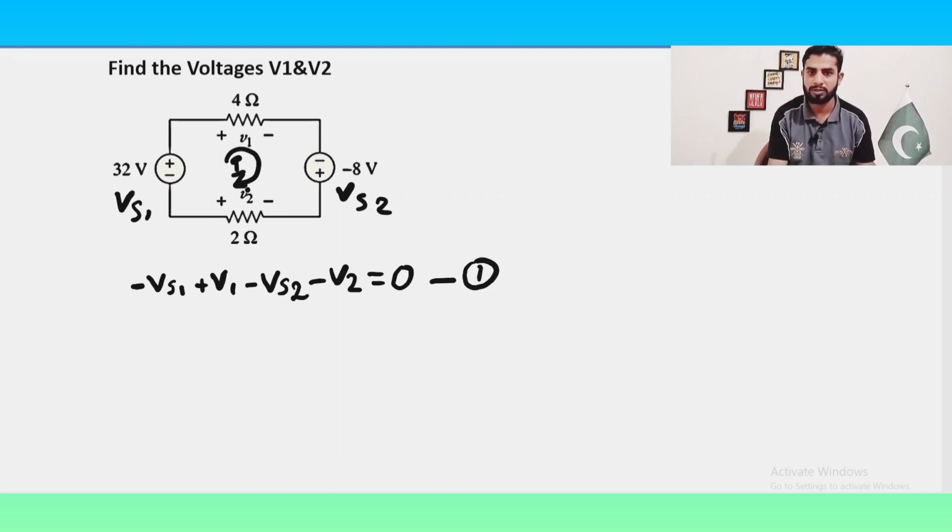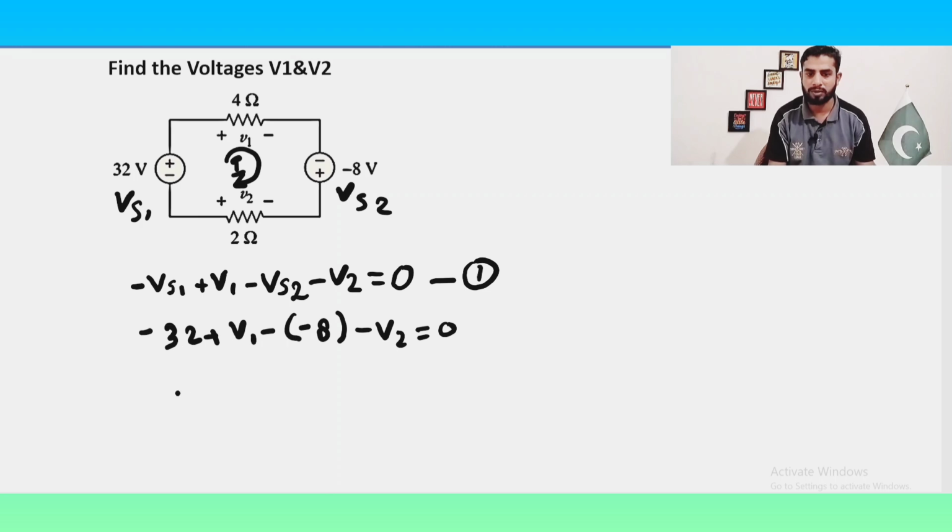This is the master equation of KVL based upon the polarities marked. If polarities are not given, you have to mark polarities on your own. Okay, now in the next step, I have to put in the values of the given voltages. For Vs1, the given value is 32 volts, plus V1, minus Vs2. Vs2 would be either plus 8 volt or minus 8 volt. The already given value is minus 8, so I have to write the exact value that is given here. Minus V2 is equal to 0.